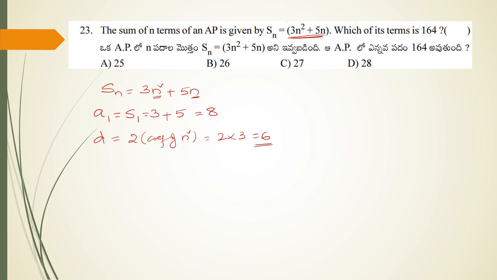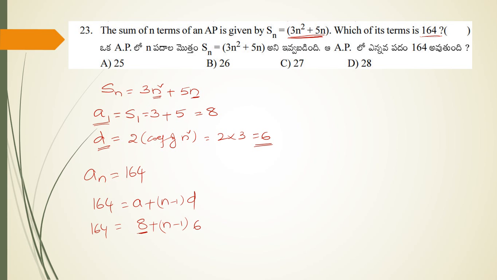So the common difference is 6 here. Right, now what is he asking? Which of its terms is 164? So which term is 164? Let us suppose an is equal to 164. Since we know the first term and common difference, I can directly apply the an formula. So an is equal to a plus n minus 1 into d. When I substitute these values, a is already 8, plus n minus 1 into d, and the value of d is 6.